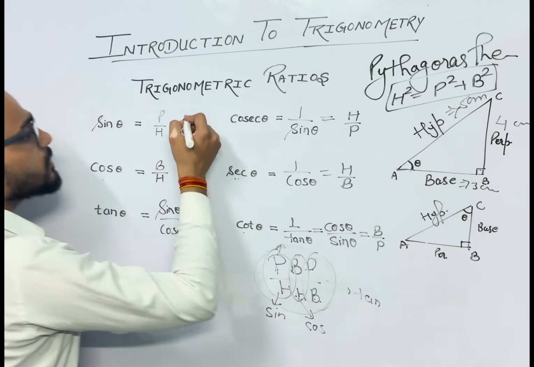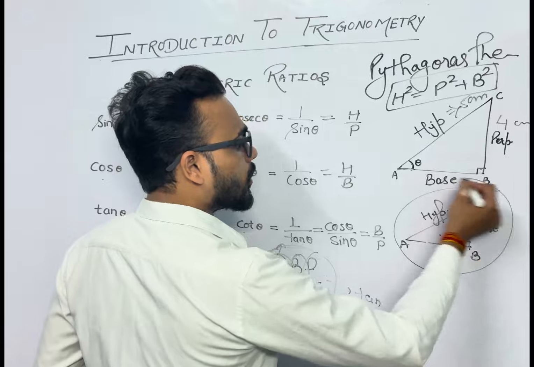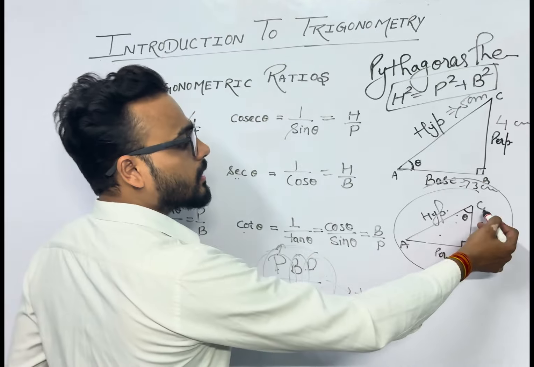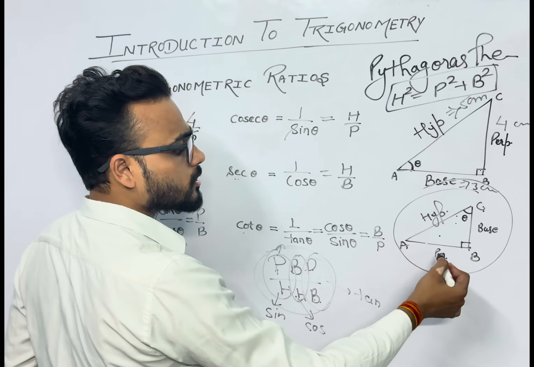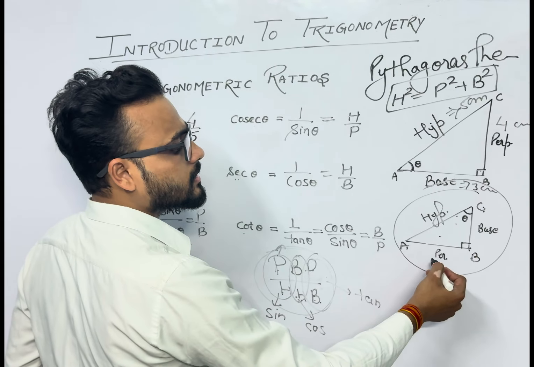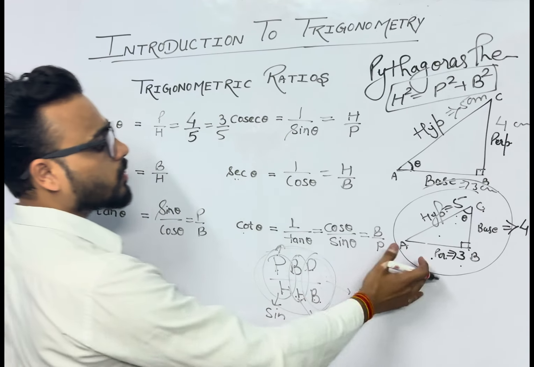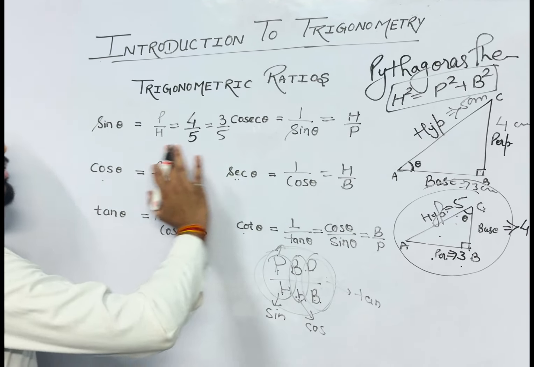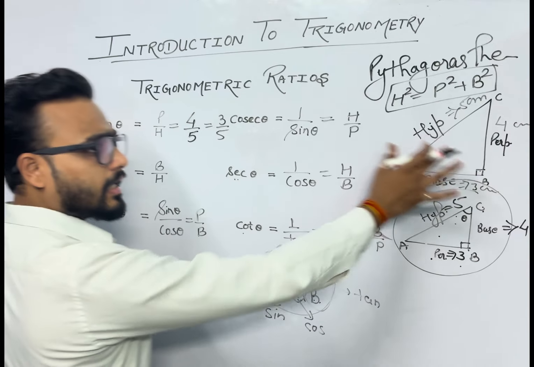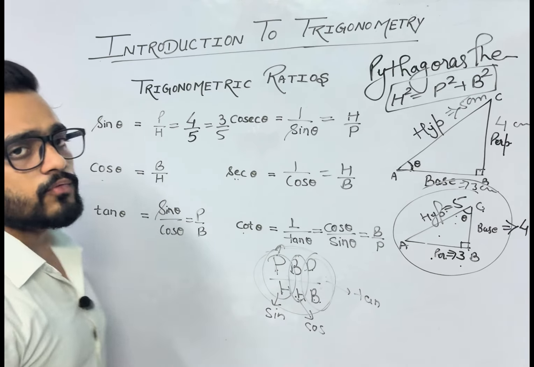So its value is 4 by 5. And if we take that triangle, according to that triangle, theta will be the C. So according to this, perpendicular is 3, base is 4 and hypotenuse is 5. So its value is 3 by 5 according to this triangle. So by using that right angle triangle, we have to find out any of the trigonometry ratios.